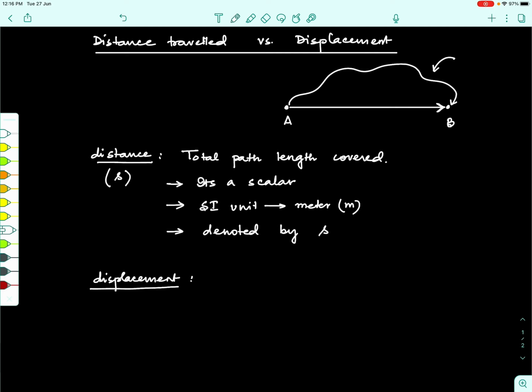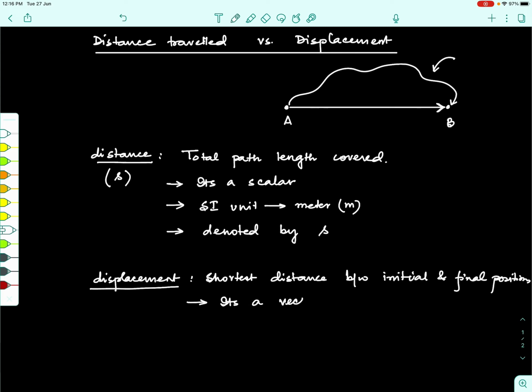So displacement by definition is the shortest distance between the initial and final positions, and it is a vector.